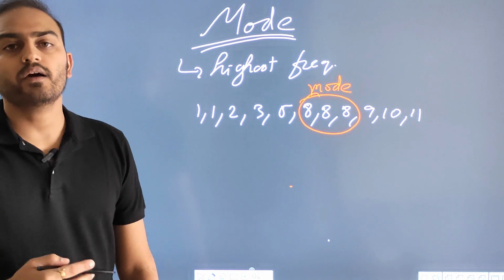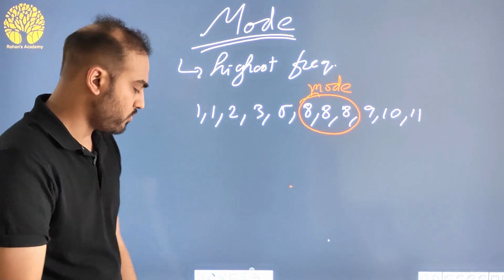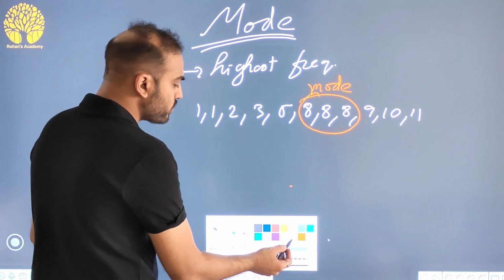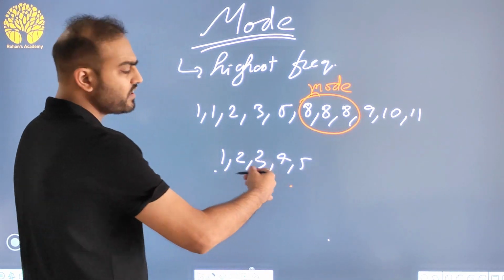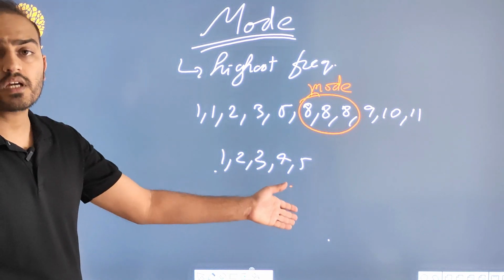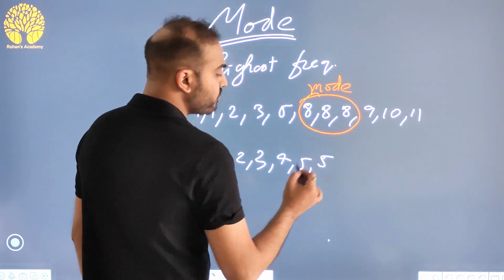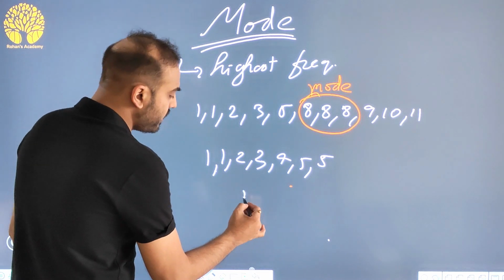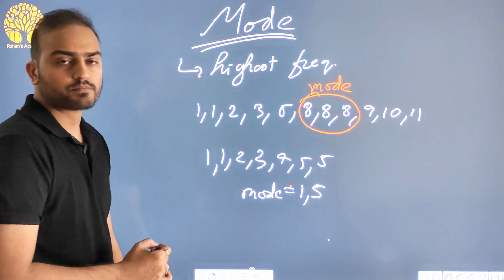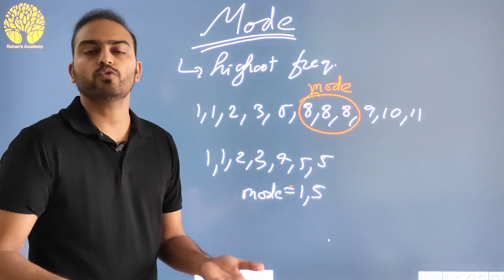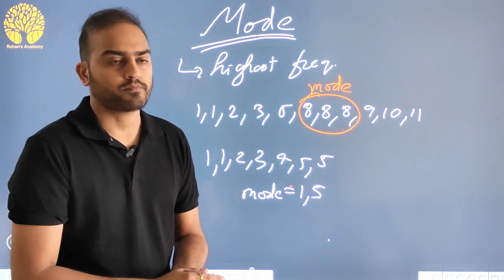Now, for any data point to be called a mode, the frequency has to be more than 1. For example, if I have 1, 2, 3, 4, 5, then we say there is no mode here, because all the values are just coming once. However, say if I have one more 1 and one more 5, then I will say the modes of this data set are 1 and 5 both. So a data set can have two modes, that's not a problem.